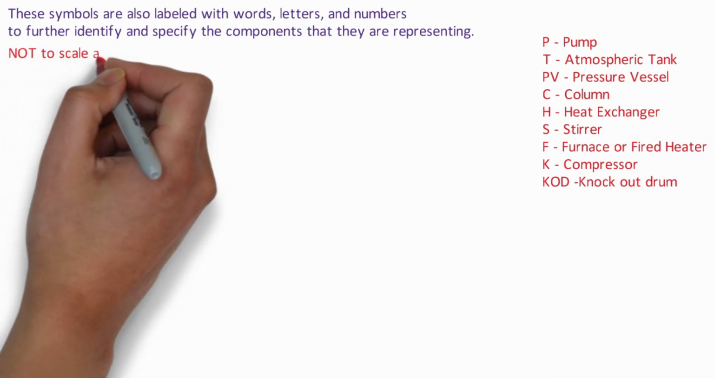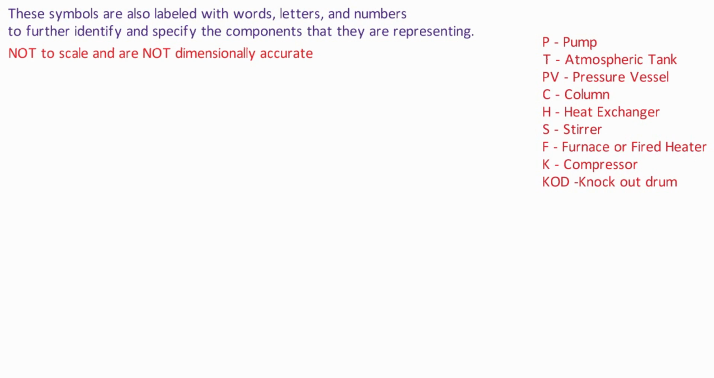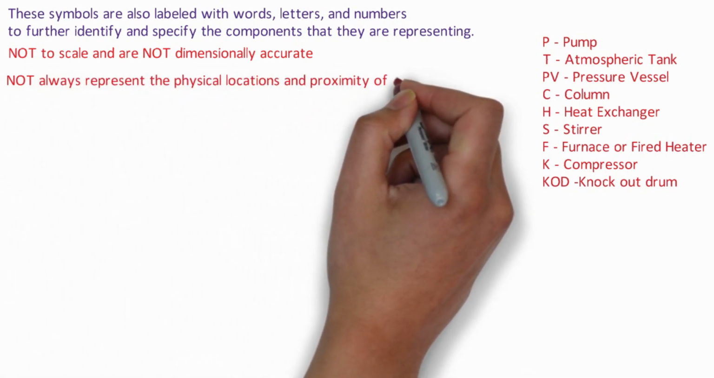No attempt is made to show equipment items to scale, in their correct elevations, or in their correct relative locations to each other. Simple symbols are used to represent different types of equipment items. The aim of the flowsheet is to exactly define the essential requirements of the process design and to represent an easily understandable picture of the process stages and controls. It does not always represent the physical locations and proximity of each component.